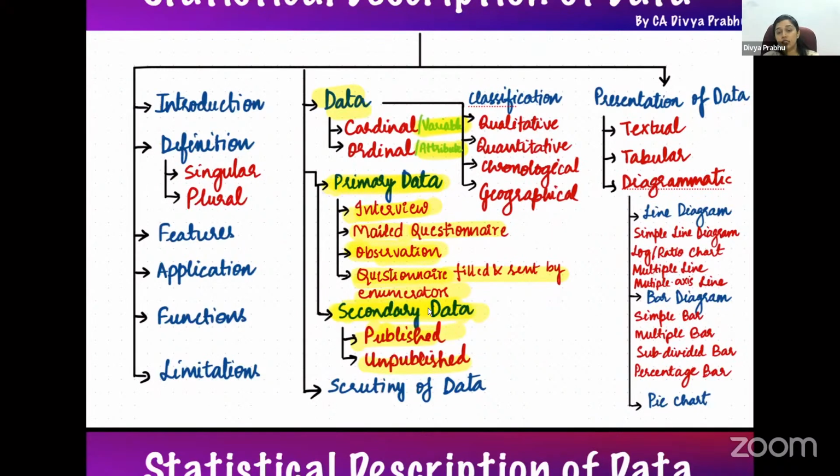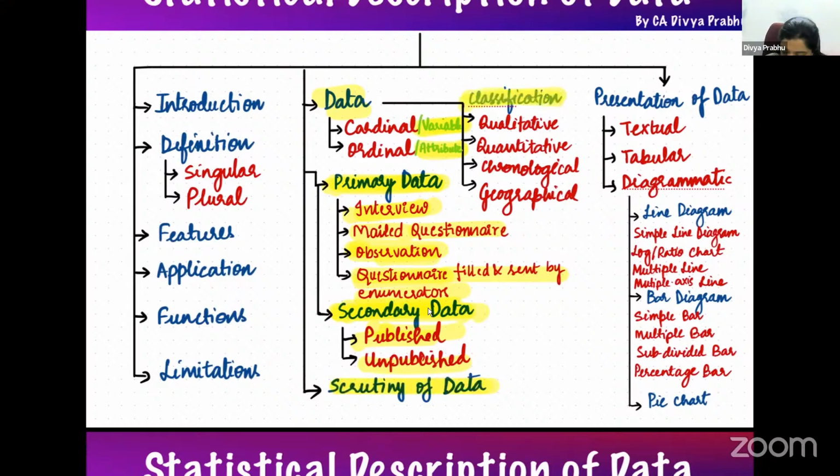Now, before you rely on the data which is collected, you go for scrutiny of data. It is very important to look for accuracy, whether the data collected is accurate and whether it is consistent. These are the two things you have to check in the scrutiny of data.